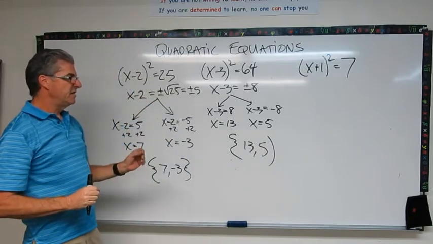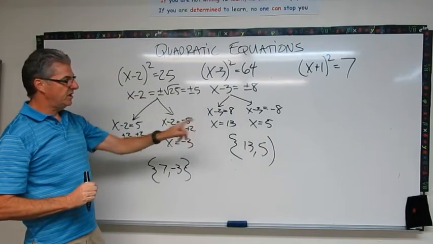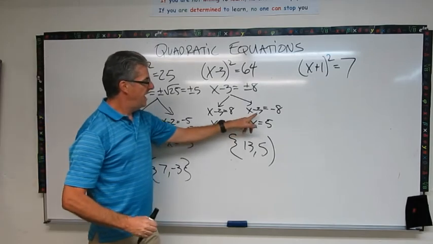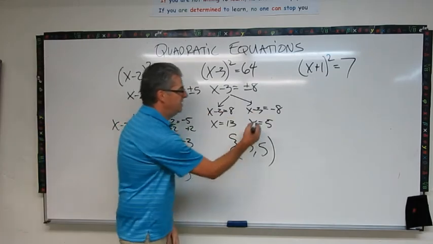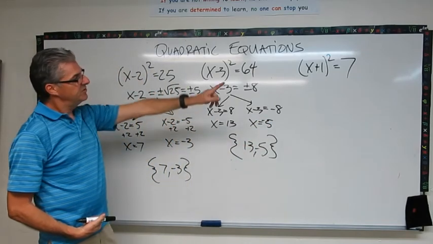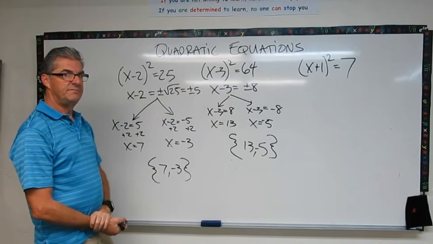Now I see already I made a boo-boo. See if you can catch it. What did I do wrong? Adding 3 to negative 8 leaves me with negative 5. So that's a negative there. Okay, try that one. See how you do.